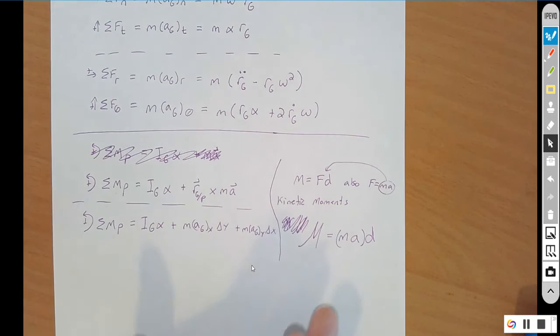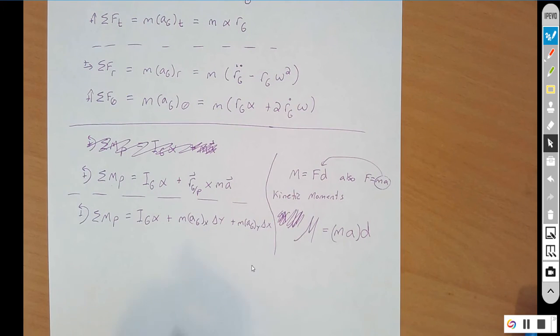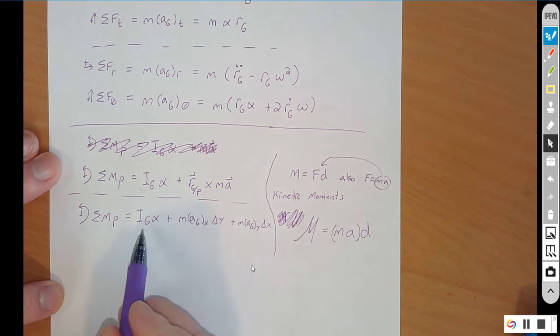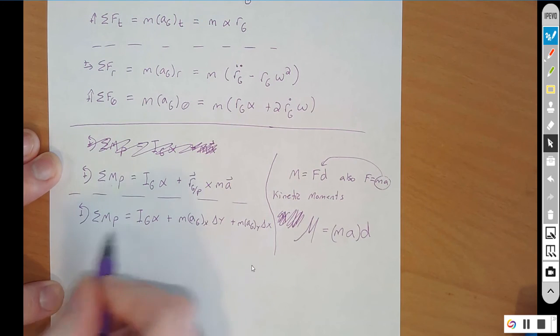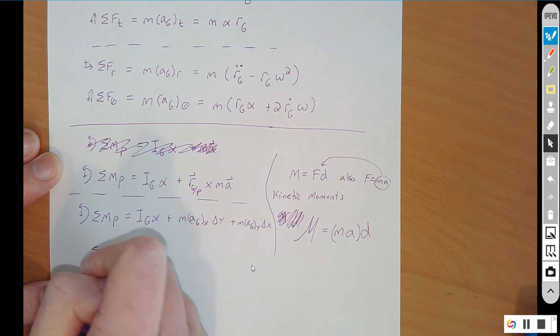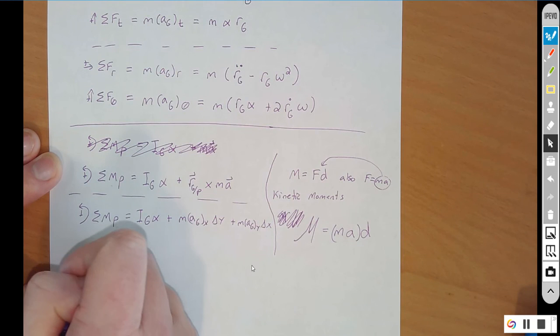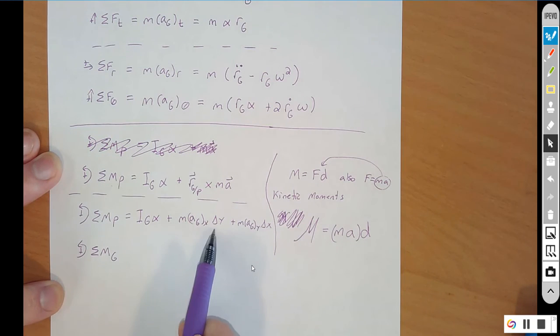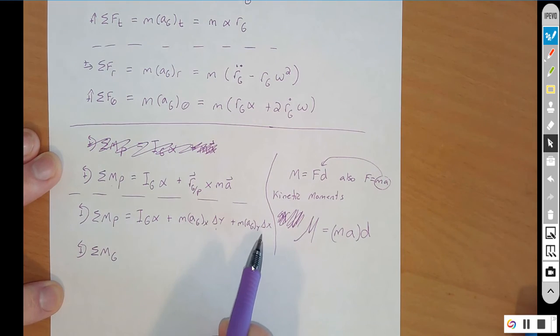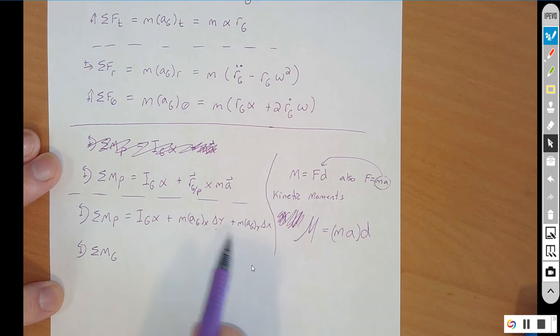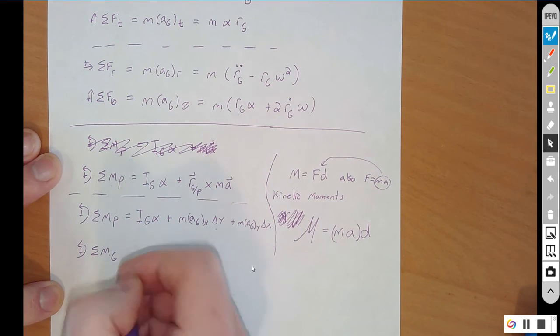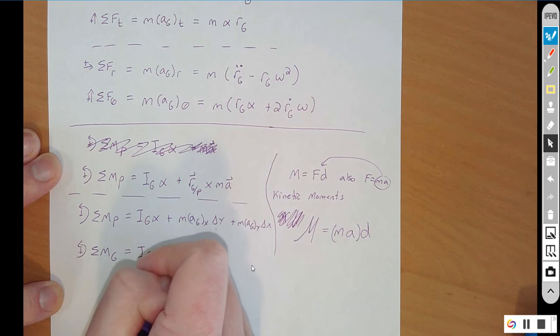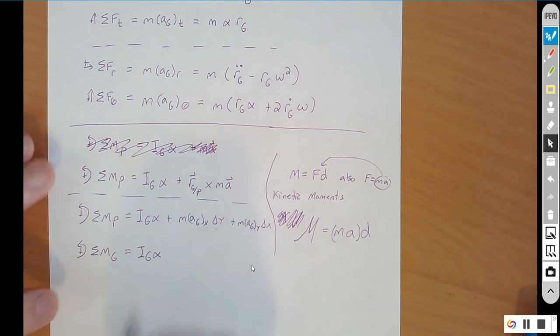So when we do this about point P, we get this long form. Most of the time we want to do it at a special location. If we take the sum of moments about the center of gravity, then this delta y and this delta x will go away, because the distance between our point and our center of gravity is 0 in both cases. So we'll end up with just IG alpha.